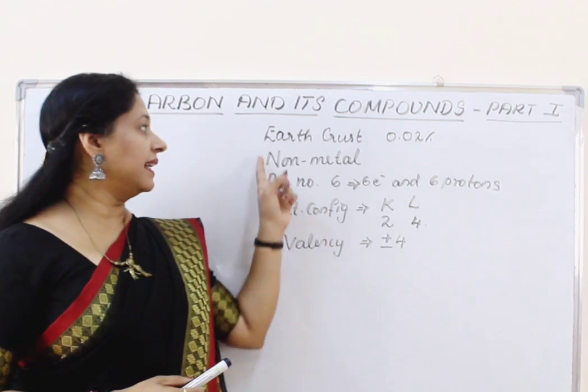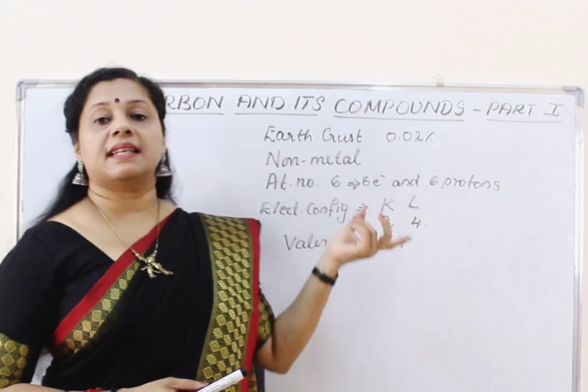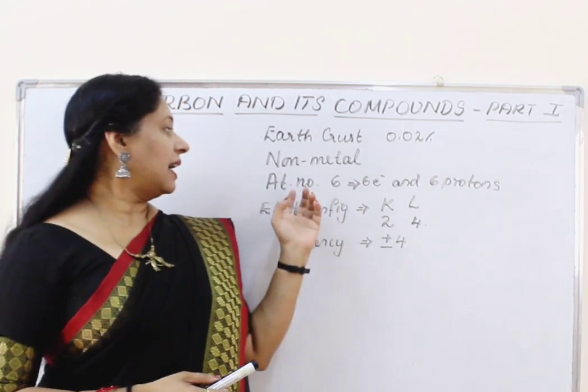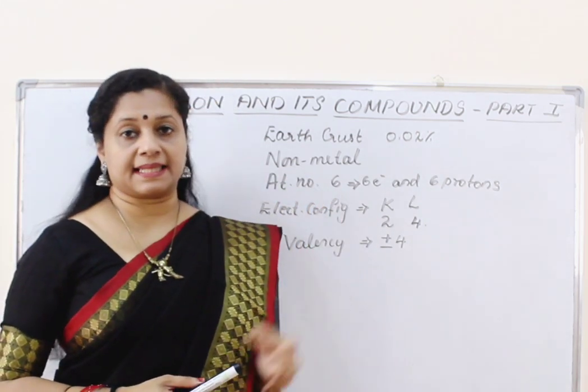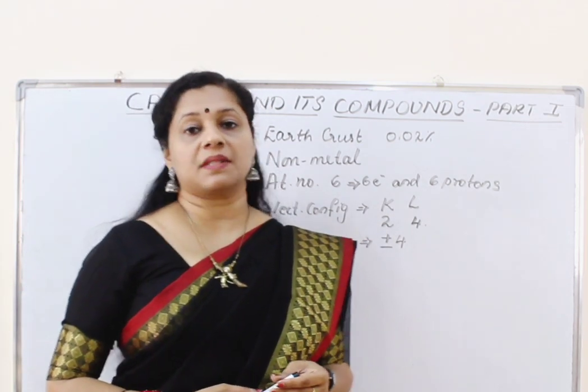The earth crust contains carbon 0.02% and it is a non-metal and poor conductor of electricity. The carbon has an atomic number 6. So carbon is present in many living organisms as well.